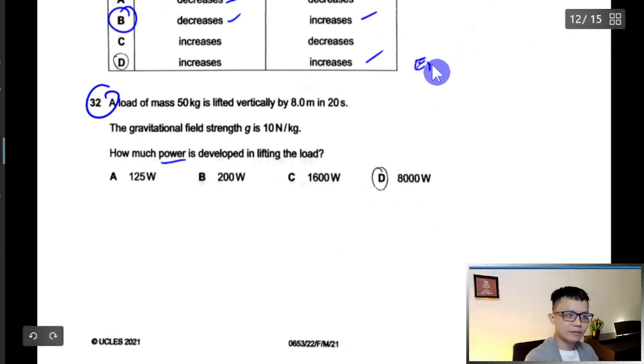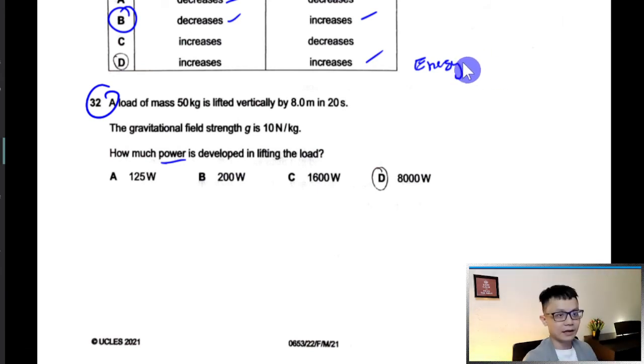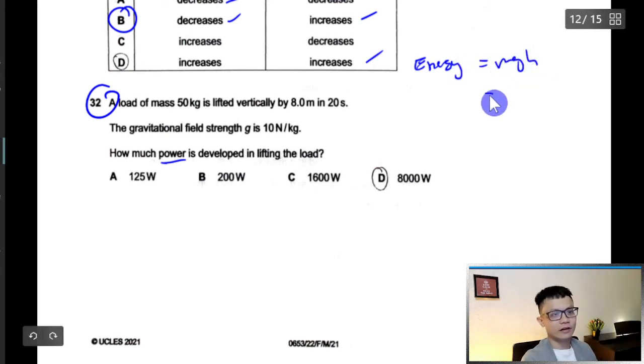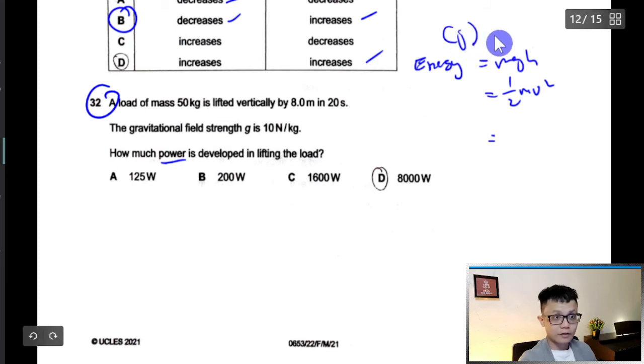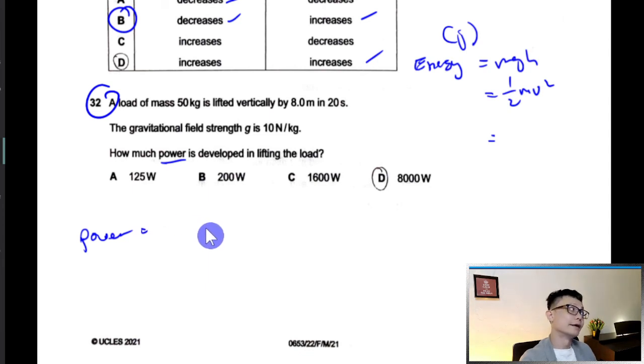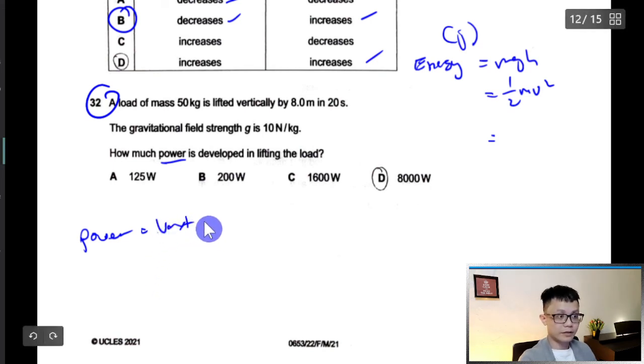When we talk about energy, there are a few formulas. A common one will be mgh, correct or not? Half mv power of 2. A few more, energy in terms of joule. And we look at the formula for power. Power equals to... there are also a few formulas for power, correct or not? For example, volt times current, ampere.